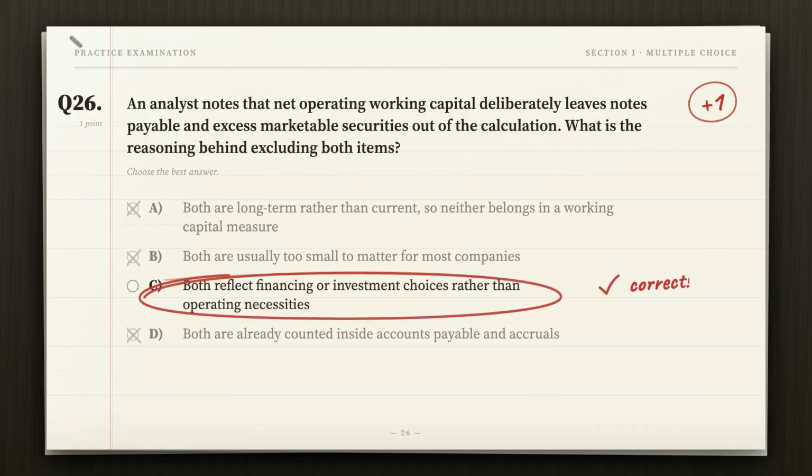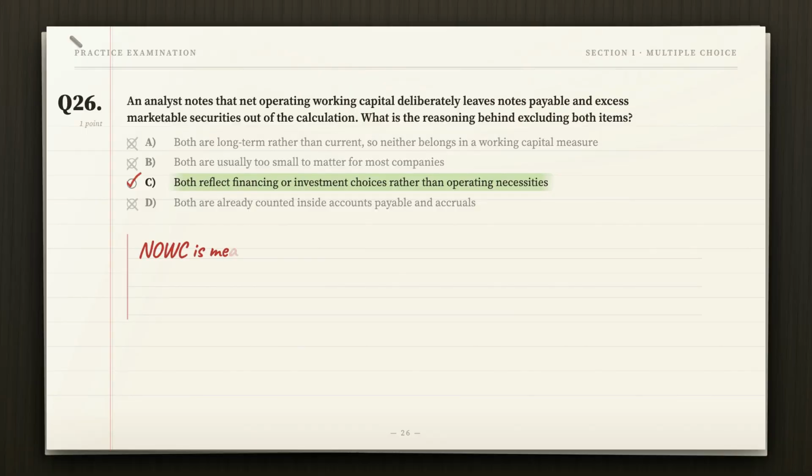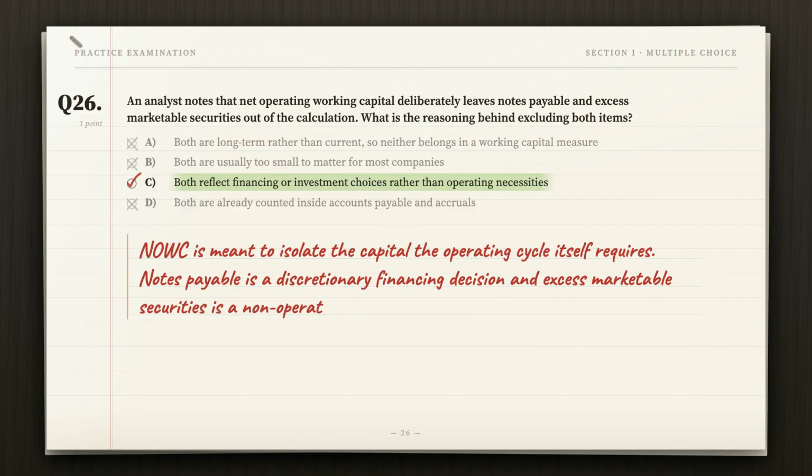The correct answer is C. Both reflect financing or investment choices rather than operating necessities. C is correct because NOWC is meant to isolate the capital the operating cycle itself requires. Notes payable is a discretionary financing decision, and excess marketable securities is a non-operating investment decision. So both are stripped out to keep the measure about operations alone.